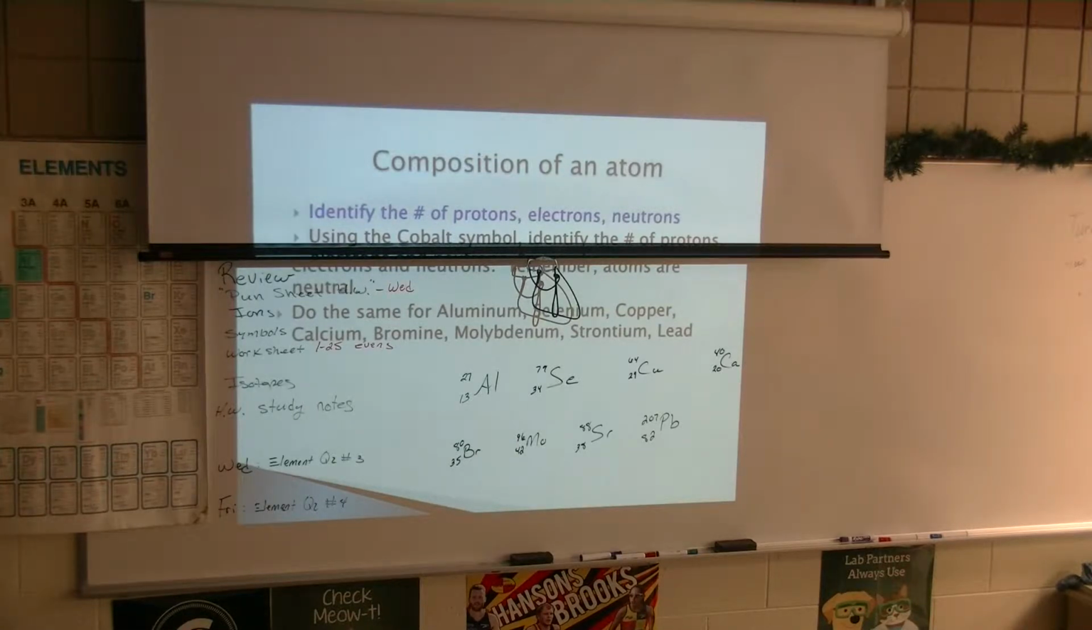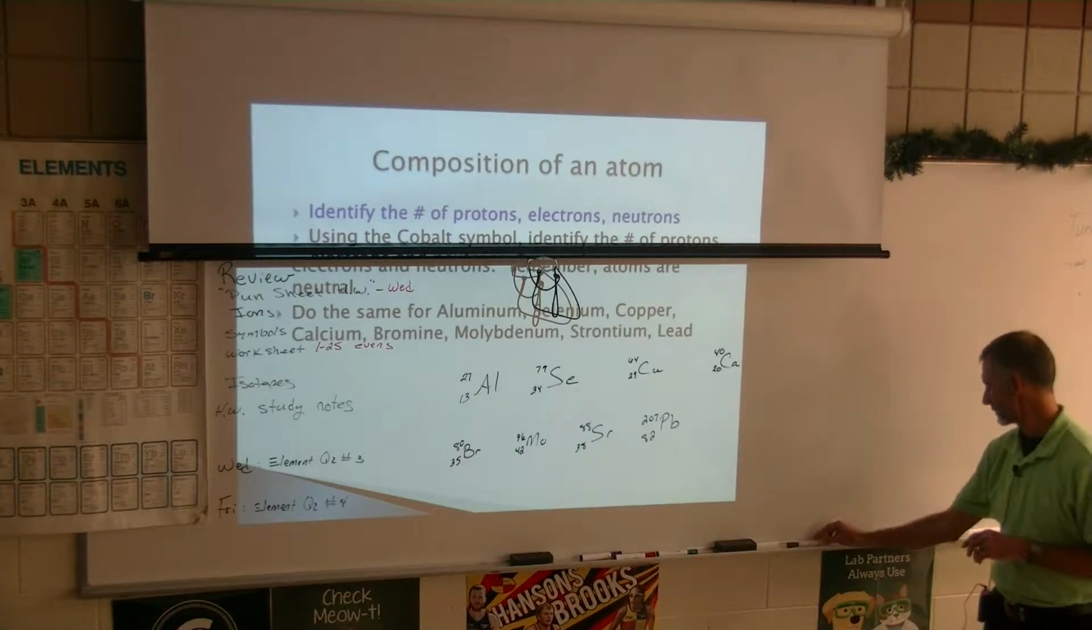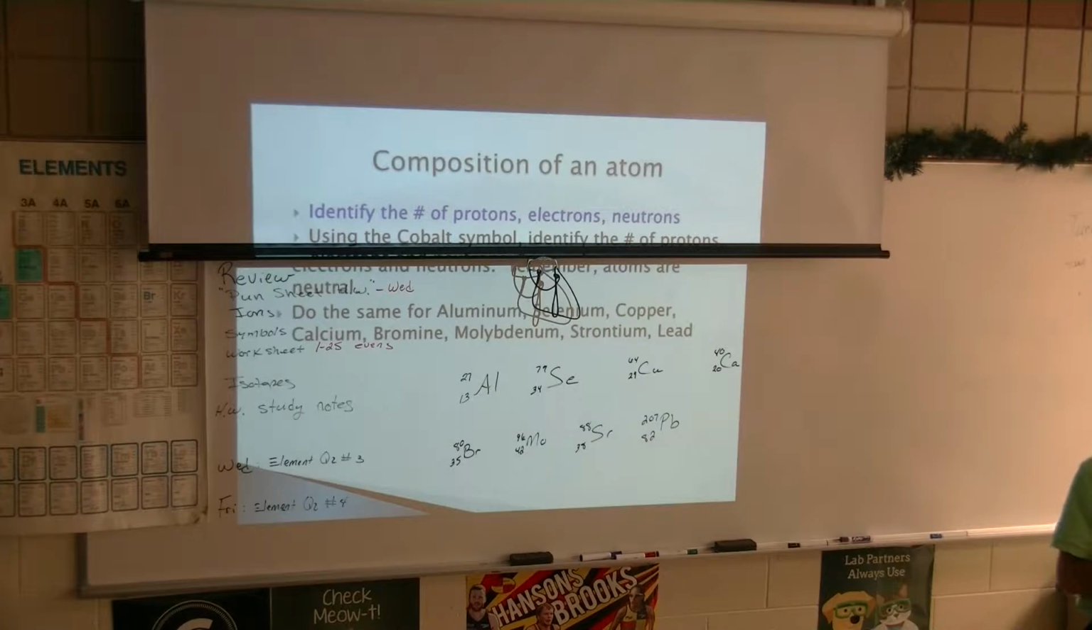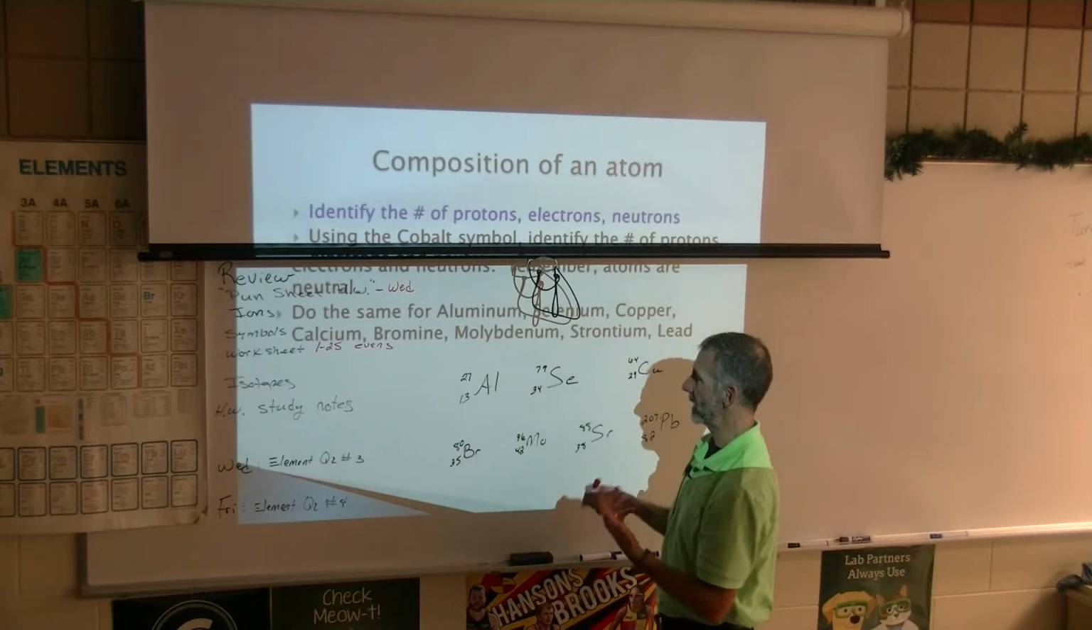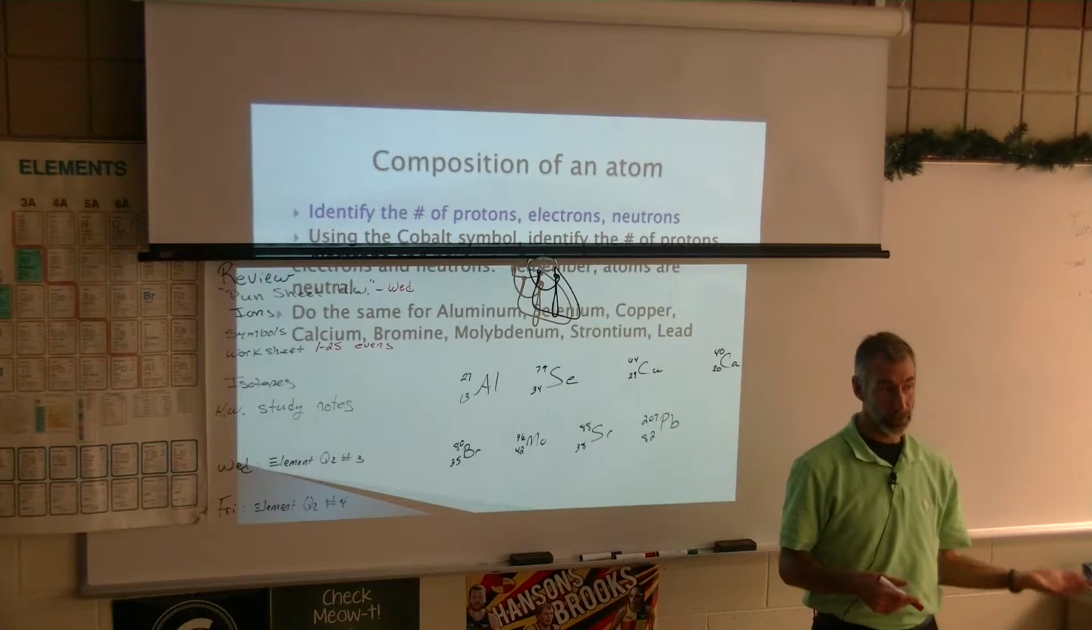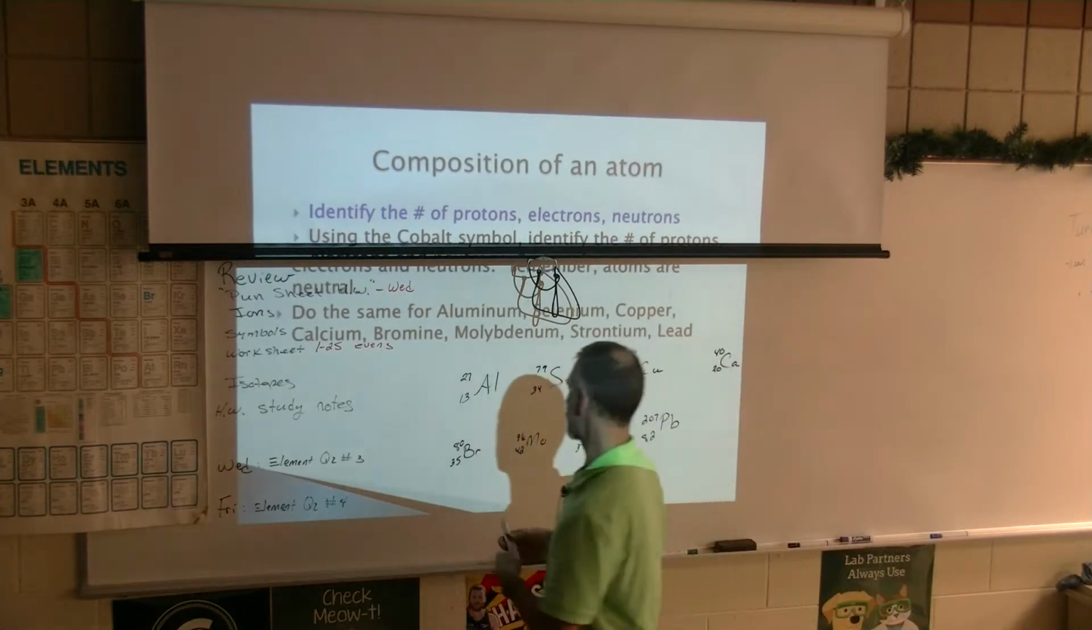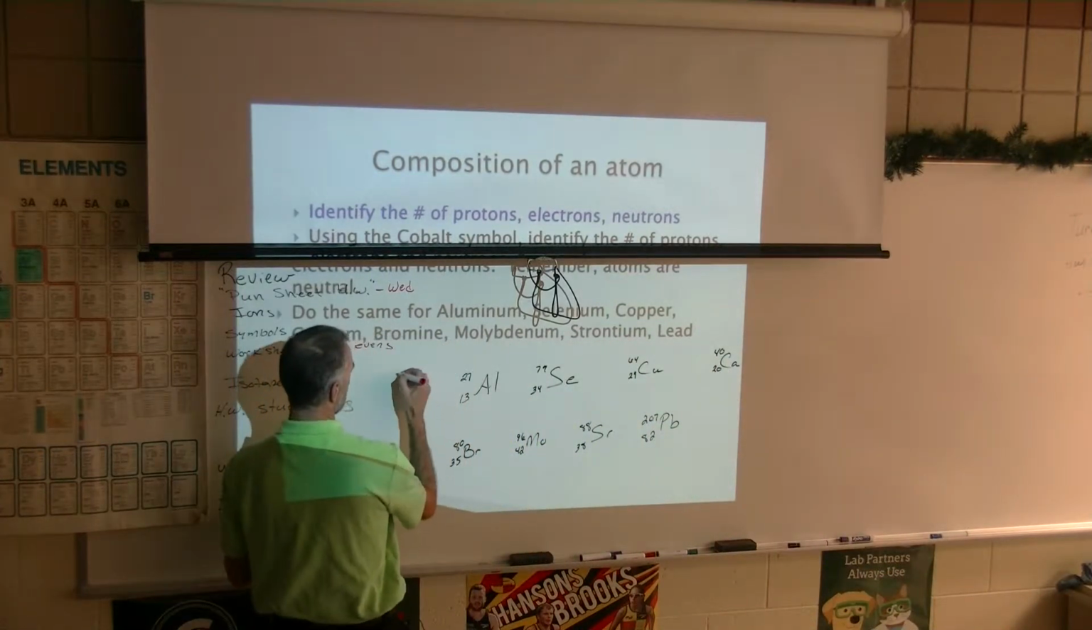Okay, did I miss any? We're okay with writing symbols? Okay. Then the next stage is to take our symbols and identify the number of protons, neutrons, and electrons. Okay, so we'll do aluminum together.